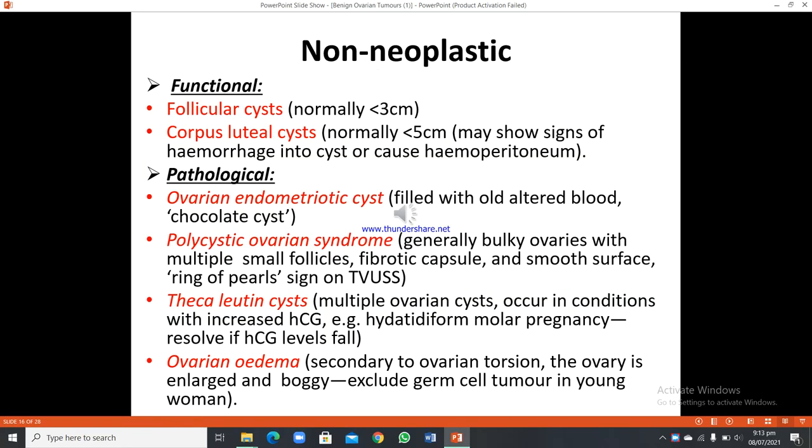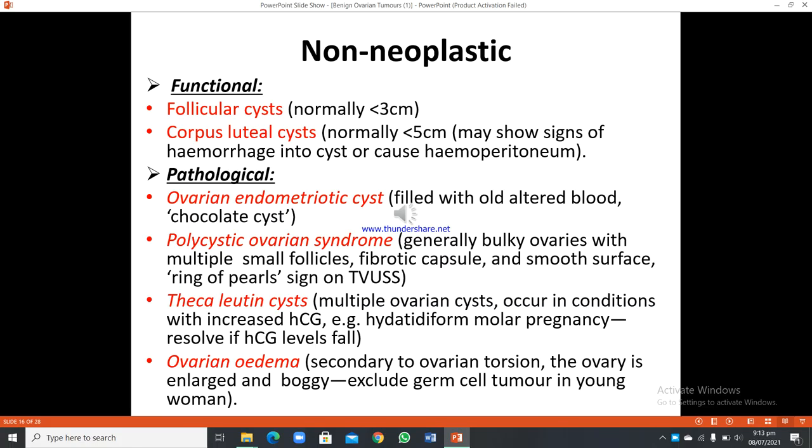Non-neoplastic functional: follicular cyst, normally less than 3 cm. Corpus luteal cyst, normally less than 5 cm, may show signs of hemorrhage into the cyst or cause hemoperitoneum. Pathological: ovarian endometriotic cyst, filled with old altered blood, the chocolate cyst.